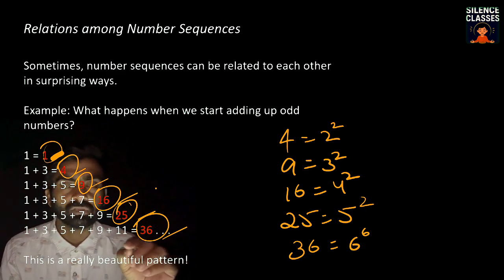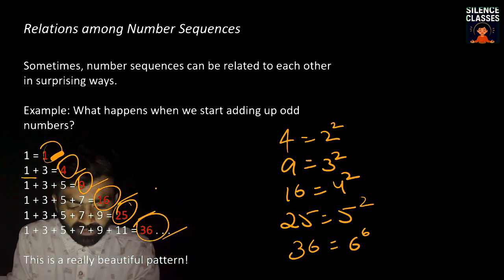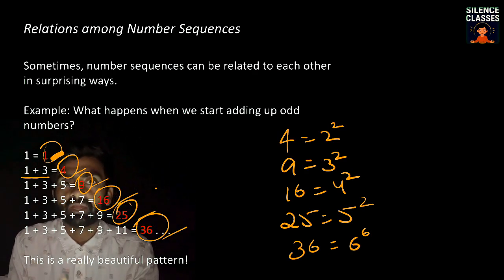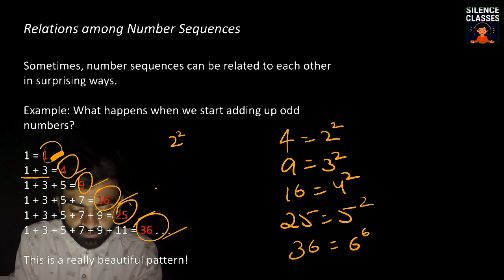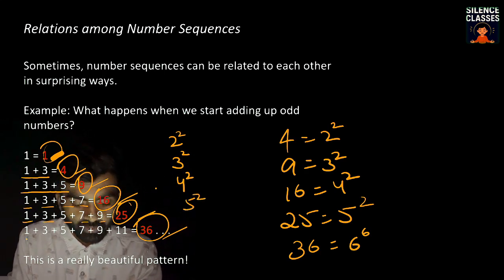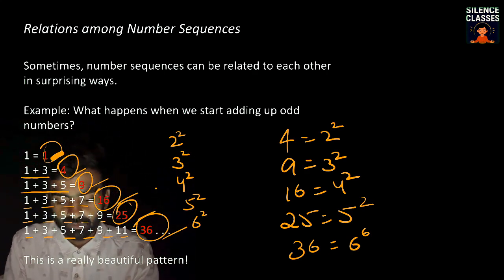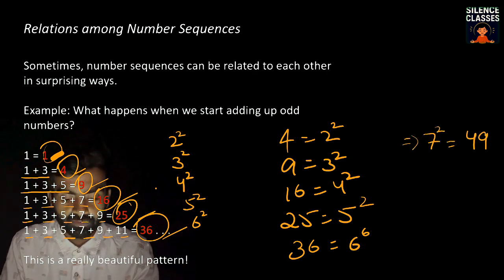There is one sequence you can check: whenever you add two numbers, you get the square of 2. Whenever you add three numbers, we get the square of 3. Whenever I add 4 numbers, 1 2 3 4, we get the square of 4. Adding 1 2 3 4 5, we get the square of 5. If we add 6 numbers, we get the square of 6. Like this, if we add 7 odd numbers, we will get the square of 7, 7 sevens are 49.